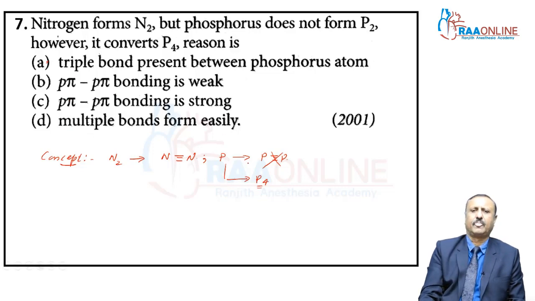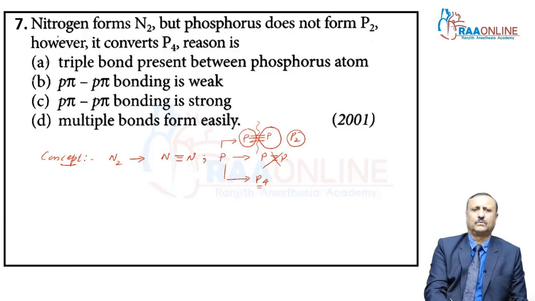Yes, my dear students. When the phosphorus molecule forms, the size of the phosphorus is bigger. With the large size of phosphorus, when a triple bond is present, the bond length is higher, and due to the higher bond length, these bonds are bigger and easily broken down. So my dear students, you cannot get P2 molecules. So you give the answer B, P-pi bonding is weak.